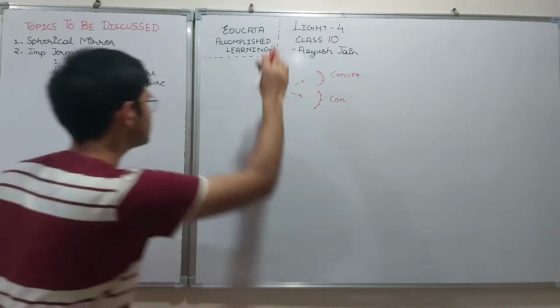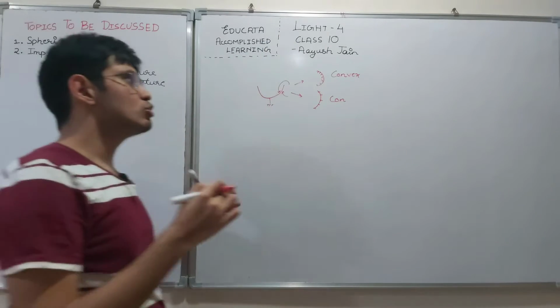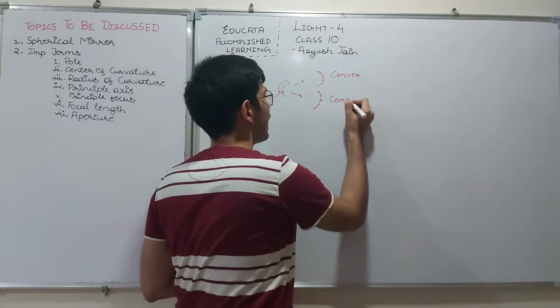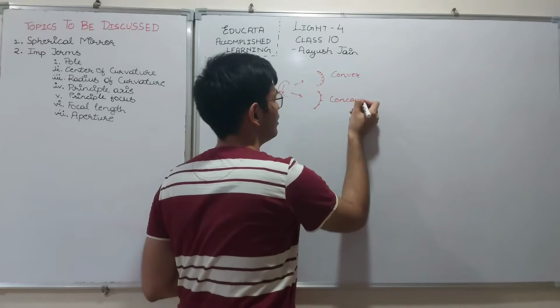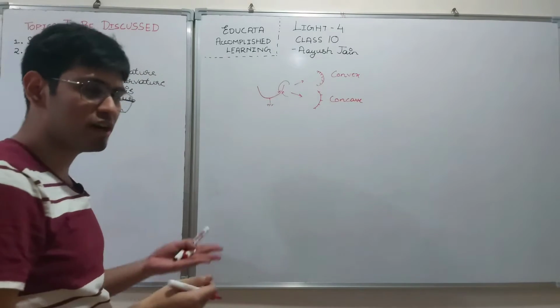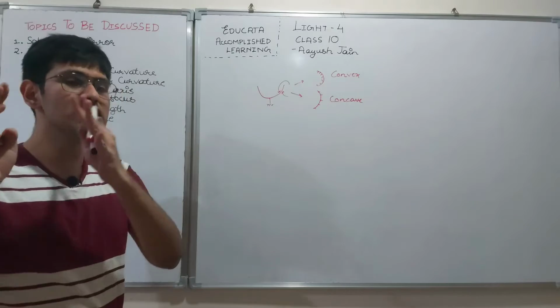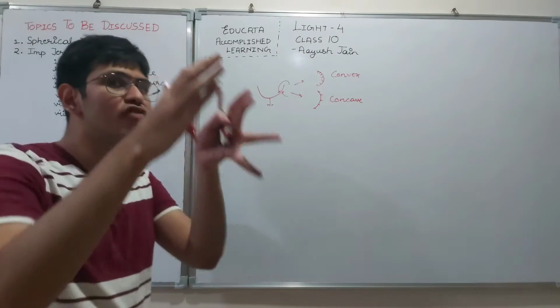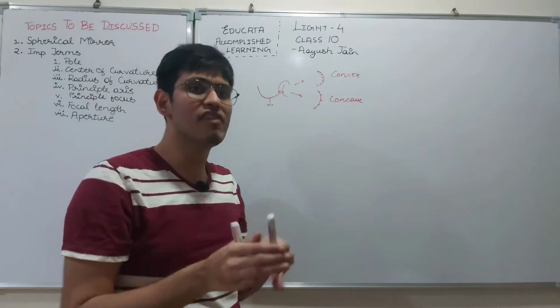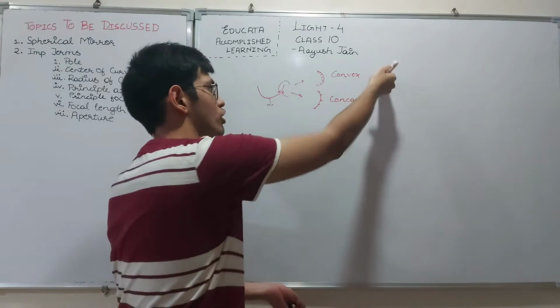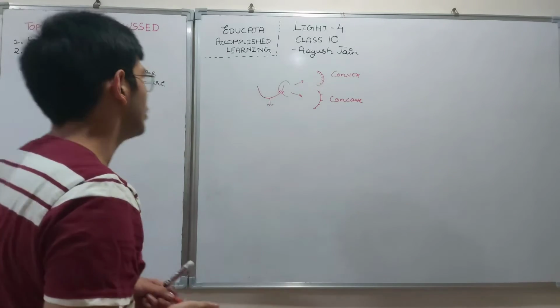These two are basically the types of spherical mirrors. Mirrors are basically of two types: plane mirror and spherical mirror. And the spherical mirror is again classified into two types: concave mirror and convex mirror. Okay, this point is clear.